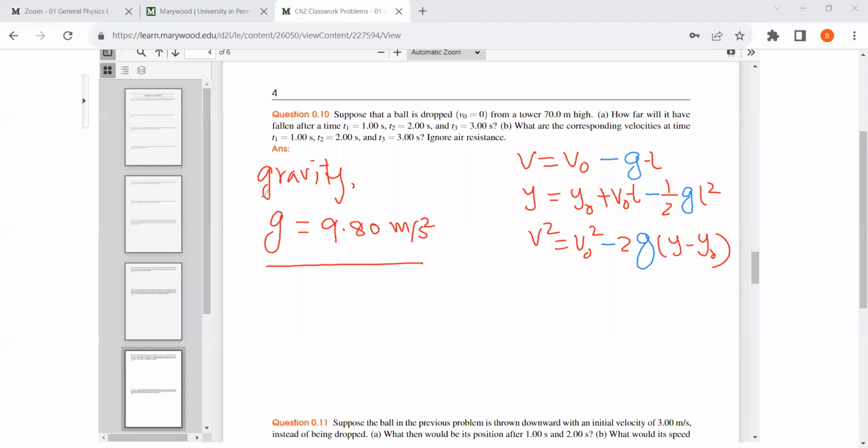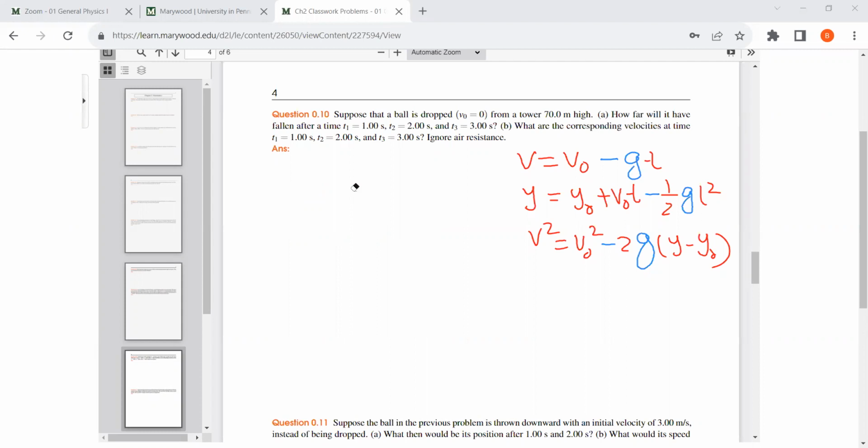Let's try to solve our first problem on free fall. This is the first problem. Suppose that a ball is dropped. When we drop something, the initial velocity is equal to 0. So remember this information: when you drop something, the initial velocity is 0.